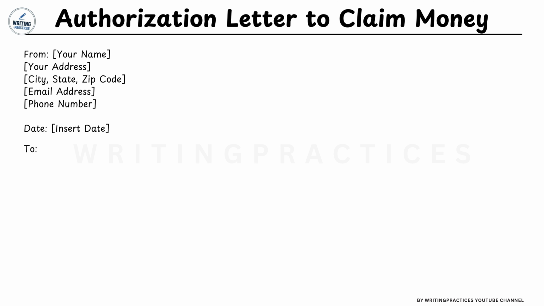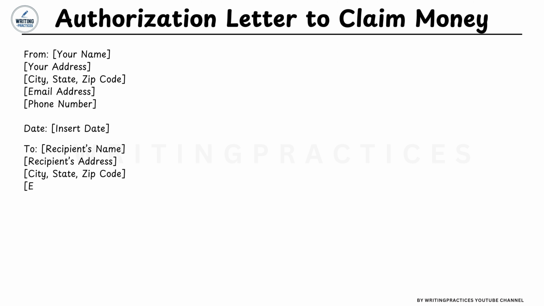Now, let's move on to the recipient's details. You'll want to address this letter to the person or organization that's handling the money claim. Type "To," then list the recipient's name, the company or organization's name, and their address. Again, keep everything left aligned for a neat and formal look.